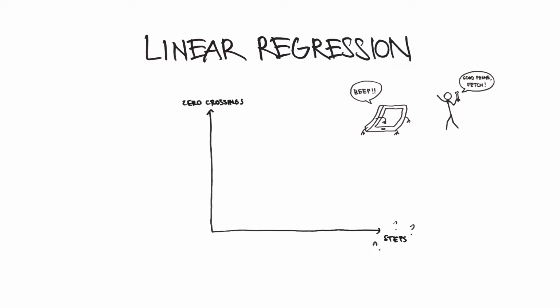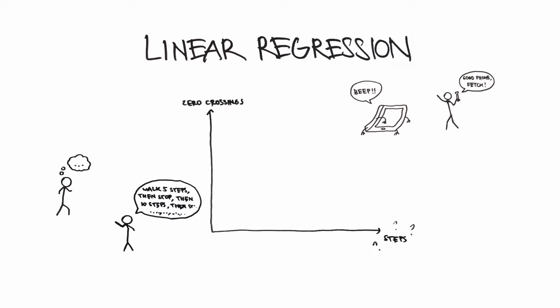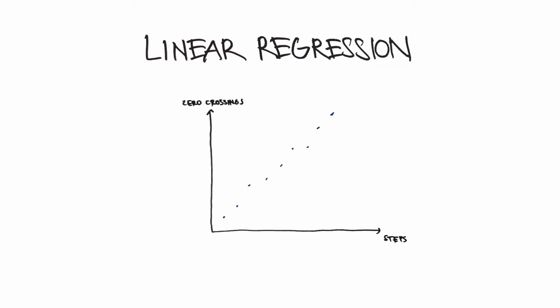To illustrate this, let's use an example. Say, the user is asked to step 5 times, then step 10 times, then stop, and so on. These number of steps are already programmed in the system. Therefore, a number of plots can be obtained to produce a linear function, such that given a random number of zero crossings, the system can estimate the number of steps taken by the user. Mission accomplished. Well, not really.